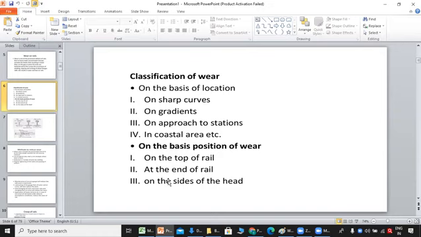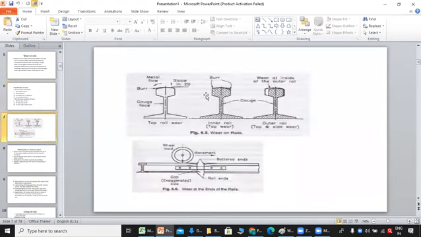Next one is on the basis of position of wear: on the top of rail, at the end of rail, and on the sides of the head. What is meant by head? Now see this diagram. If you see this cursor, this is head, this is head, this is also head.